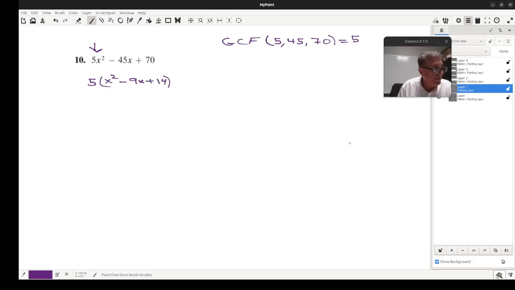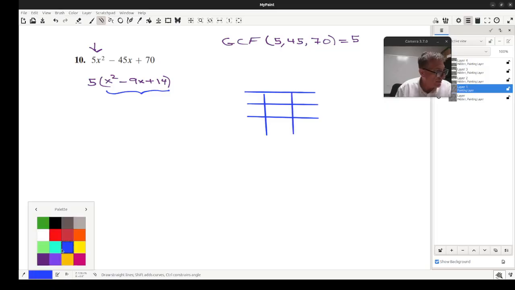So I've already kind of factored it. I have done one step in factoring. So now the question is, can I go further? Can I factor x squared minus 9x plus 14? So let's see. We're going to come over here, and again, we're going to draw a little table. And you just be really informal with this.